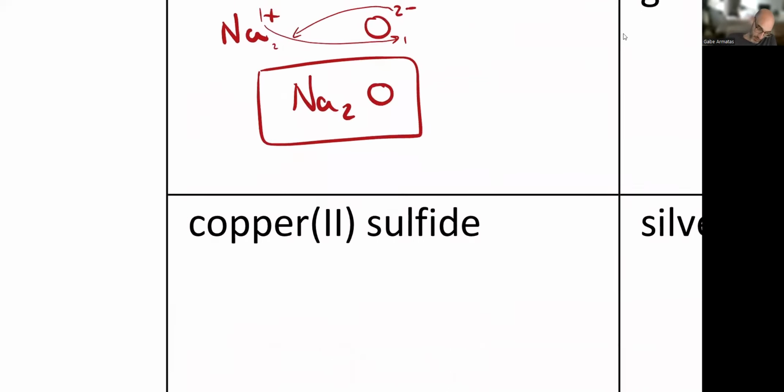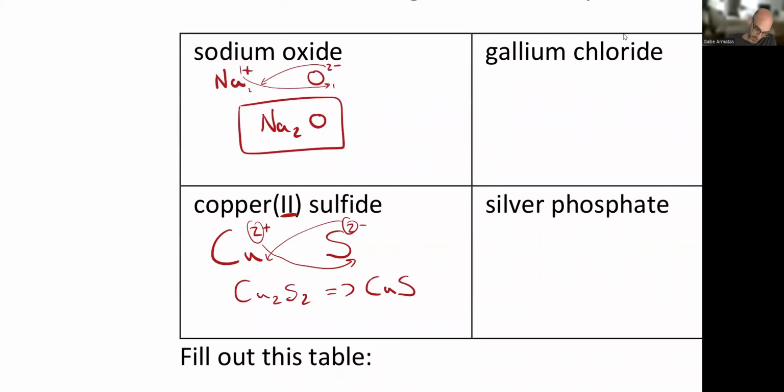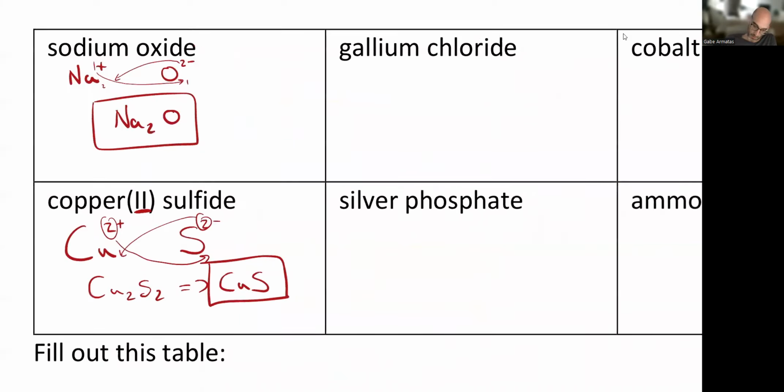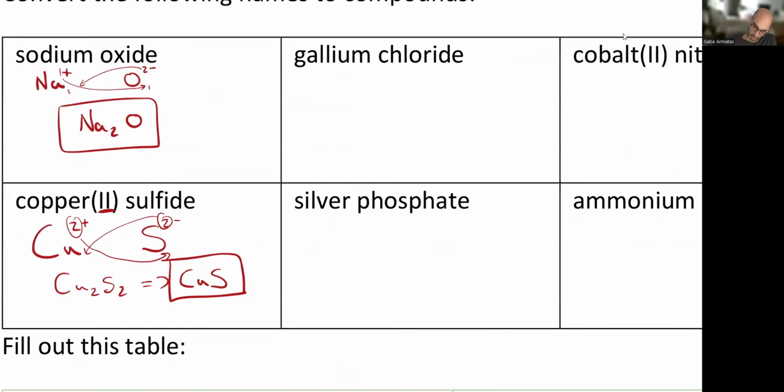Let's take a look at copper-2 sulfide. Copper and sulfur, the 2 part of this basically says it's a 2+ charge. And we know sulfur is in group 16. It's going to be a 2- charge. That 2 is given to sulfur. That 2 is given to copper. So Cu2S2, but that can be simplified to CuS. Done. Okay. So gallium chloride, silver phosphate, go ahead.